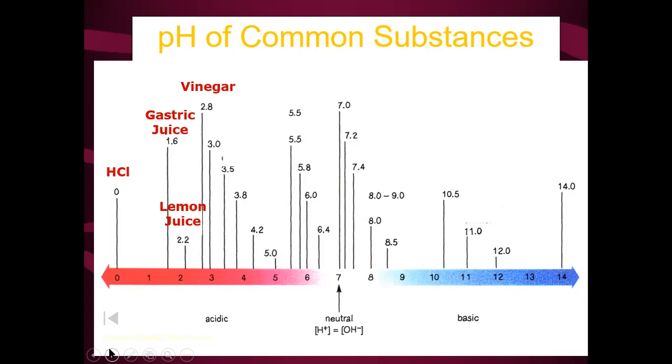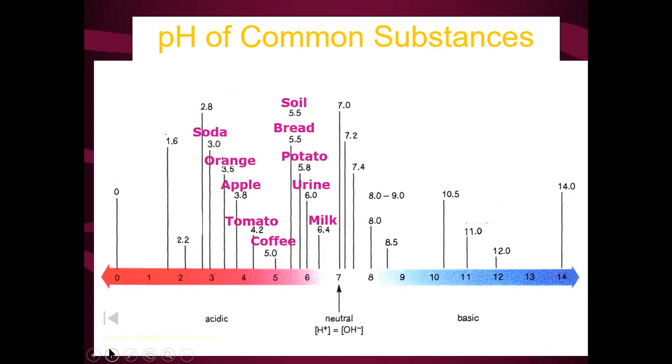Now, if we should go over, we have some other substances that are there. I want you to think about substances which would be found on this pH scale. For example, what other substance would be at 14? Give me an example of a substance that would be at 7. Now, it's important to note that substances with a pH of 7 are usually neutral. For example, your water, that's usually a neutral substance. We have soda, oranges, apples, tomatoes, coffees, all on the acidic part. We have your soil, bread, potato, urine, milk.